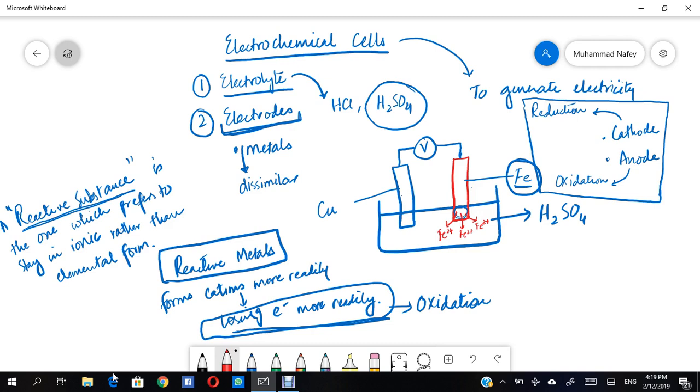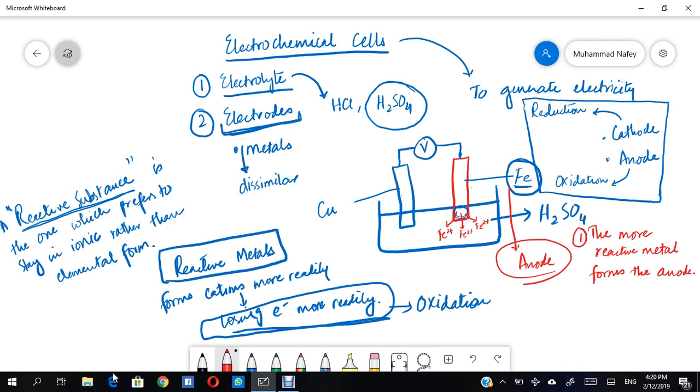And as a result of this, electrons are produced. Therefore, this becomes the anode. So the first thing is that the more reactive metal forms the anode.